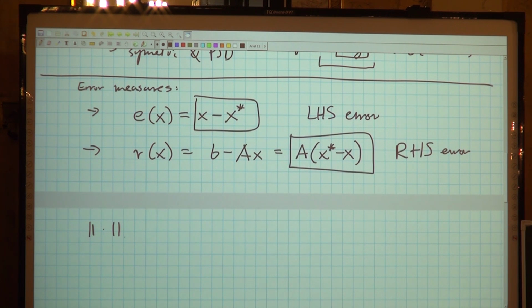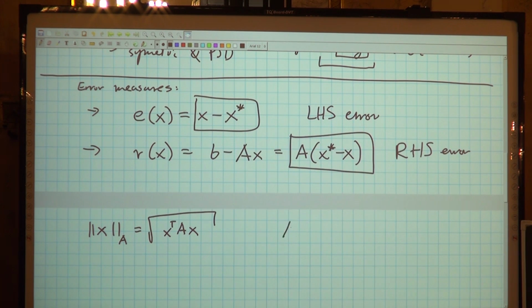However, what turns out to be more convenient in this context, a more natural notion of norm, is the A norm, where A is exactly the matrix we are trying to work with, and it is defined as the square root of x transpose A x. So this is just a general PSD norm that is given by this matrix A. Since matrix A is PSD, it provides a metric, a norm, via this definition.